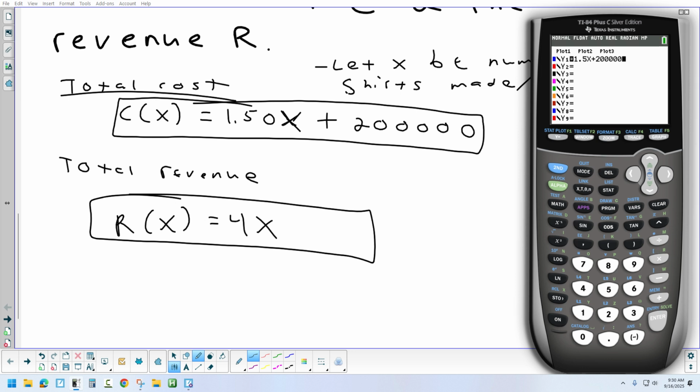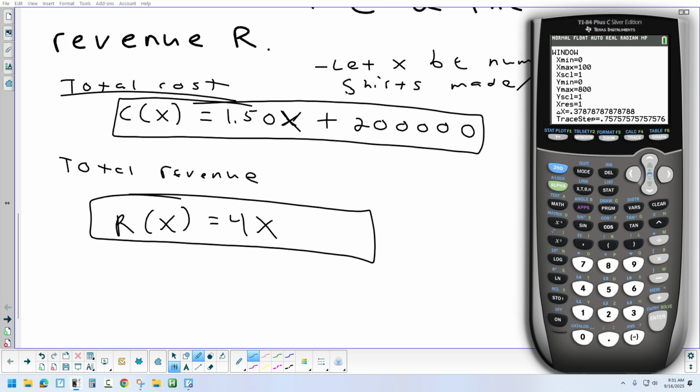All right, that's good. Somebody else keep going with that for me. What do I have to do next? Go to window and set the window. And what would you set your x min to? 0. And what does x represent again? The amount of shirts we sell. What would be a good value for x max? 100. Okay.